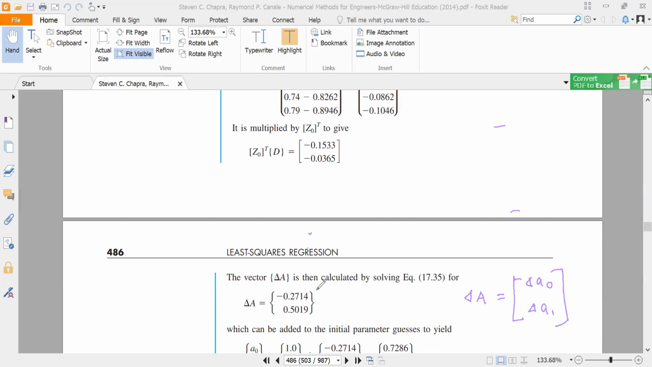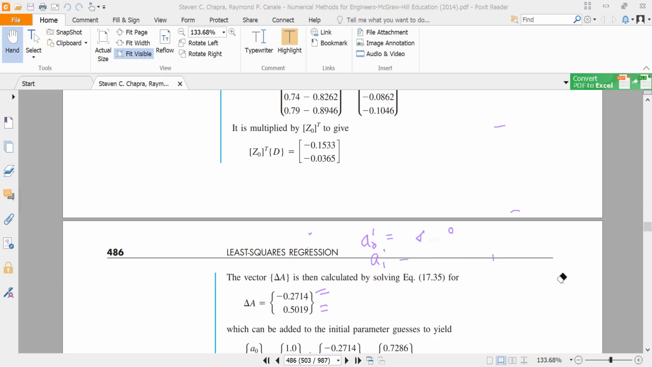So this is del A1. Once this is there, then you can update your next iterative value for your first coefficient, which will be equal to your A0 plus del A0. Similarly, A1 will be equal to A1 plus del A1. Isn't it very interesting? Yes, sir.